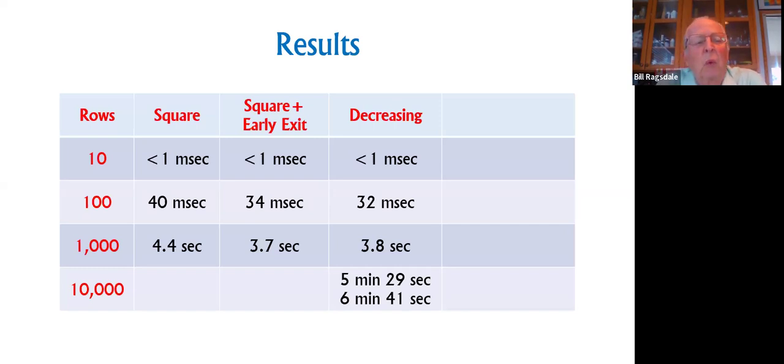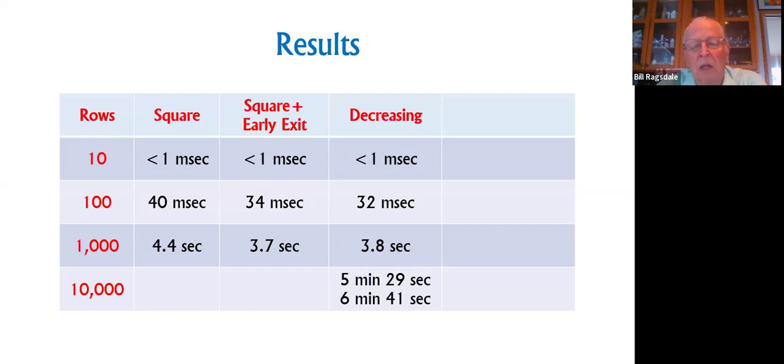Instead of doing an n squared sort, we're now doing an n squared over 2. It's a diminishing sort so that every pass through the matrix is 1 row less. For 100 rows, we see it improves the time to 32 milliseconds. For 1,000 rows, it goes from this 4.4 range down into, say, 3.8 seconds.